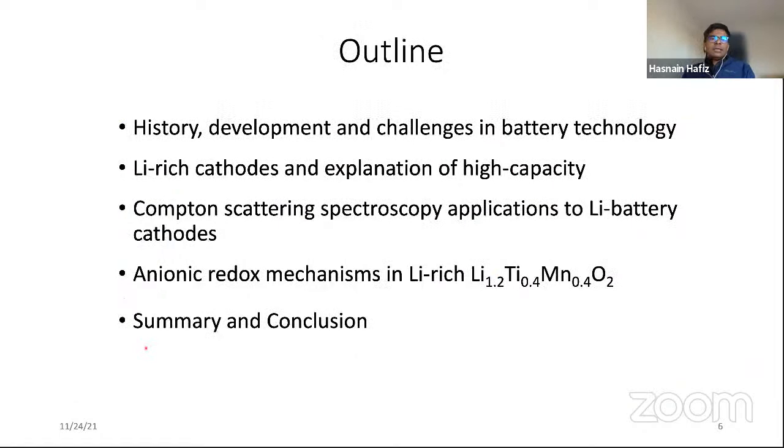Now, here is the outline. I will try to give you some idea about the history, development, and challenges in battery technology. And then I will tell you what lithium-rich cathodes are and try to explain the high capacity these cathodes have. And then I will go over Compton scattering spectroscopy and its application to lithium battery cathodes. And finally, I will discuss the anionic redox mechanisms in lithium-rich materials such as lithium titanium manganese oxide. And finally, I will conclude my talk.